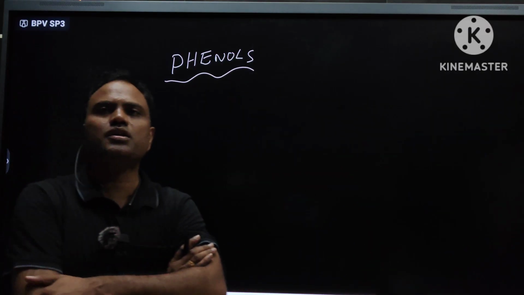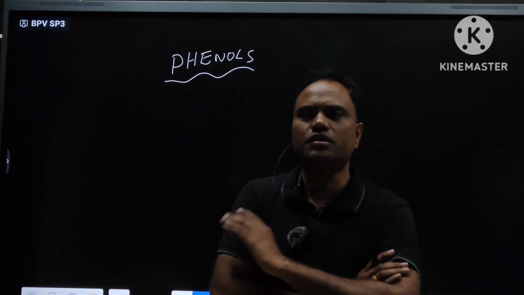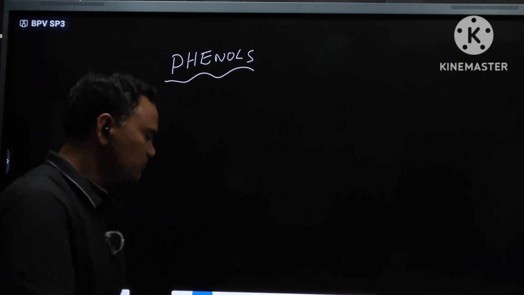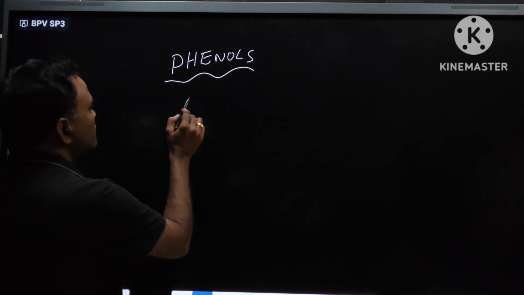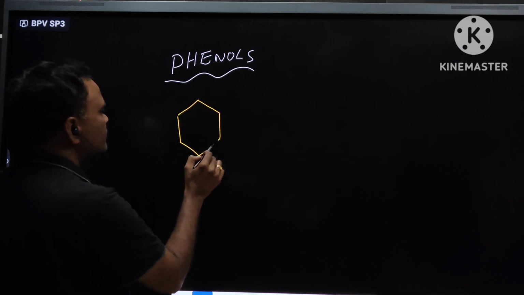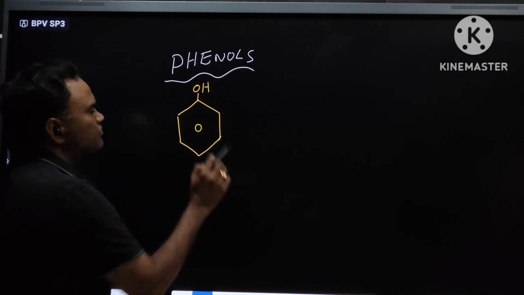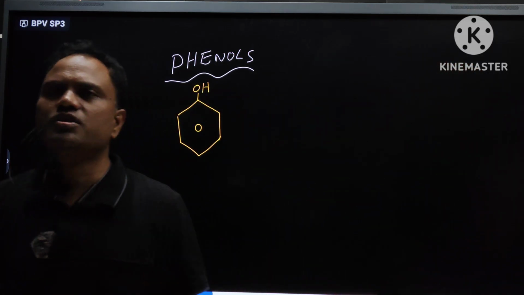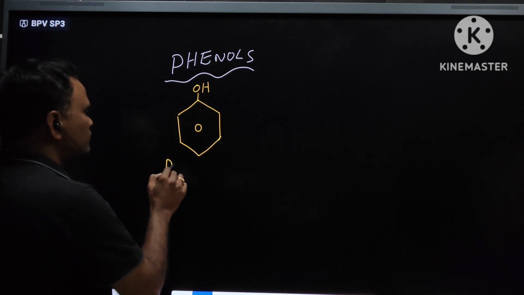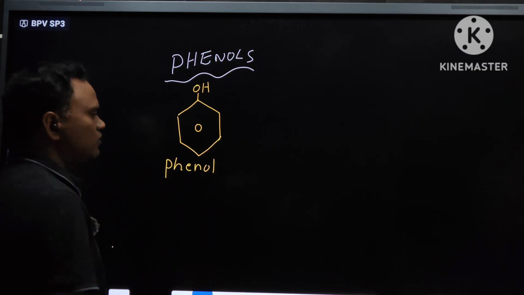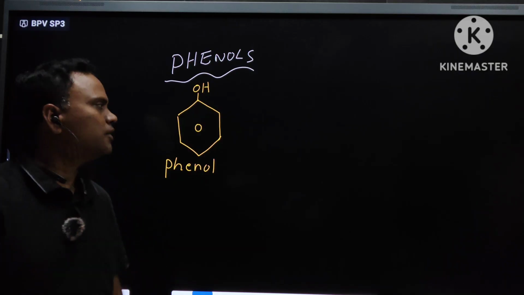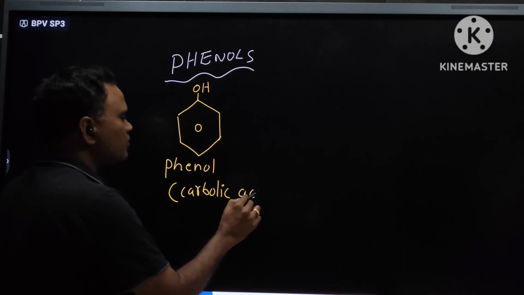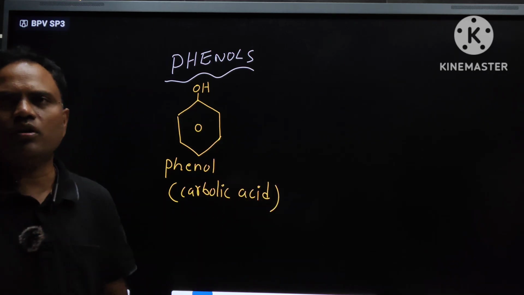Right, phenols. Second chapter name is alcohols, phenols and ethers. We completed alcohols, we completed ethers, and the last topic is phenols. Very important. First we will see the nomenclature. Benzene ring with OH group is called phenol. If benzene contains OH group, that is called phenol. Another name for phenol is carbolic acid. Phenol or carbolic acid.